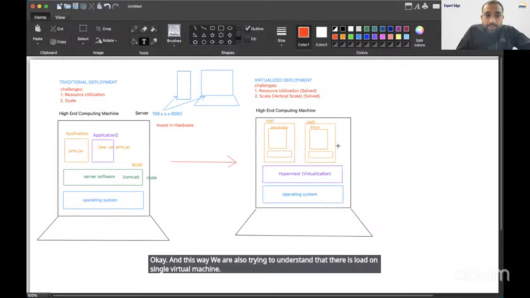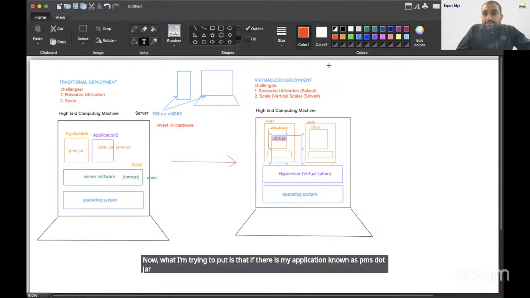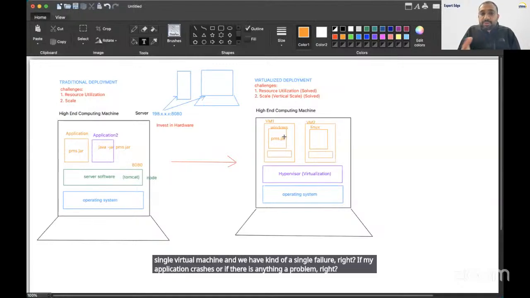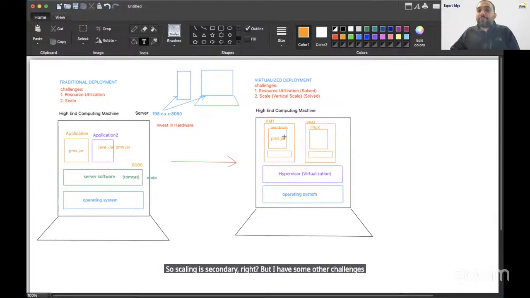Now what I'm trying to say is that if there is my application known as pms.jar, and this application is running, it is typically running in a single virtual machine and we have a kind of single point of failure, right? If my application crashes or there is any problem, scaling is secondary. But I have some other challenges which are also evolving with time.